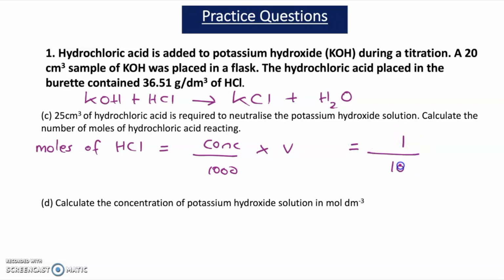Now the concentration is 1 mole per decimeter cubed because we worked that out in part B. We divide by 1,000 and then we times it by the volume, and the volume is 25 centimeters cubed. So that means that the number of moles of hydrochloric acid reacting is 0.025 moles.